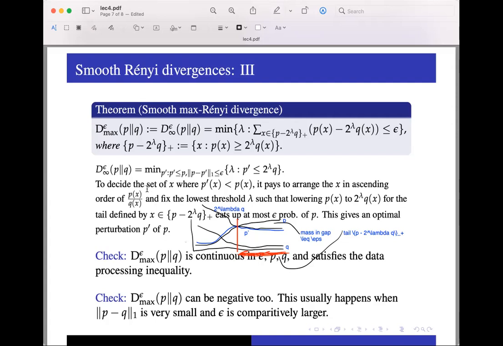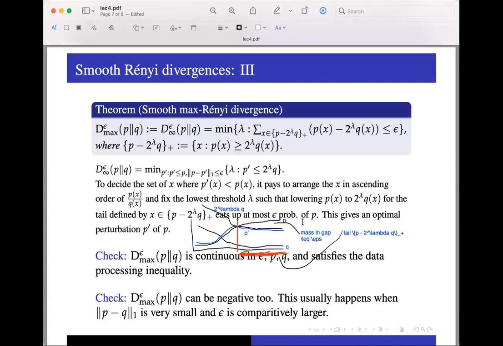To decide the set of x where P prime x is less than Px, here's what one can do. You can check that it pays to arrange the symbols x in ascending order of Px by Qx. Once you've done that, you fix the lowest threshold lambda such that lowering Px to 2 to the lambda Qx for the tail defined by x lying in this positive part eats up at most epsilon probability.